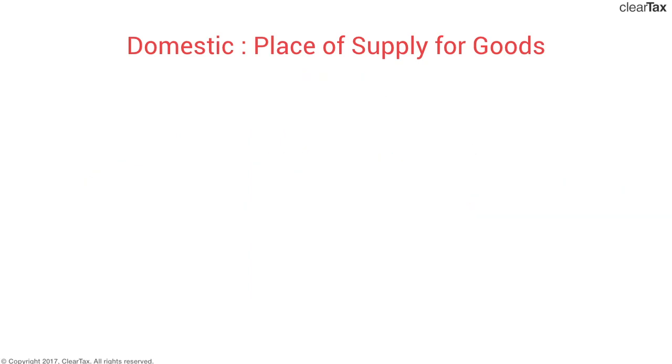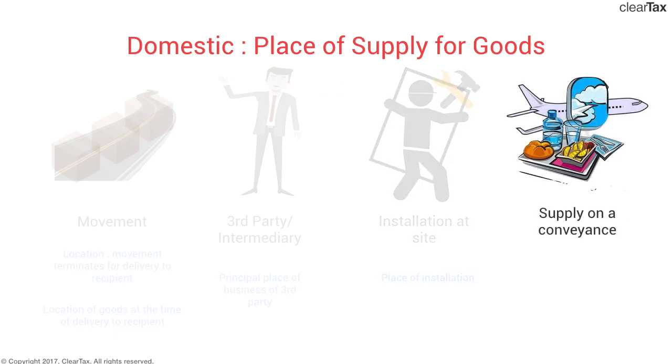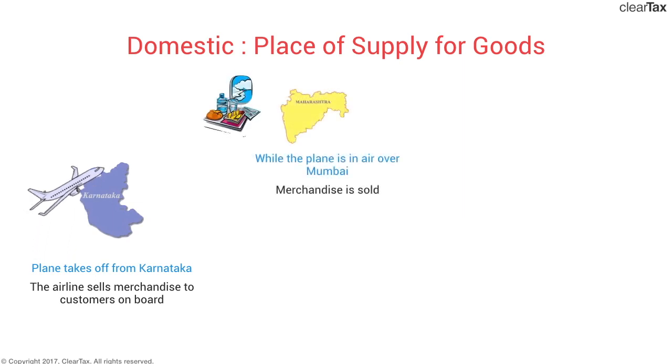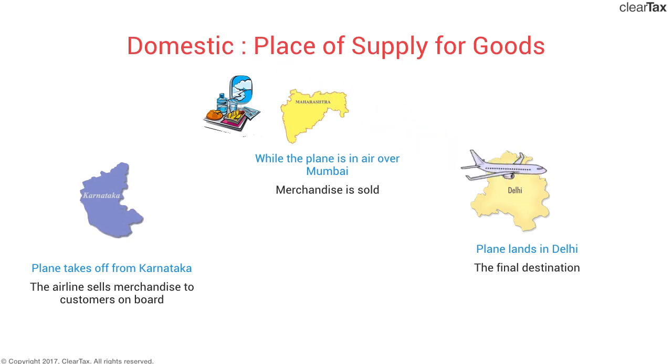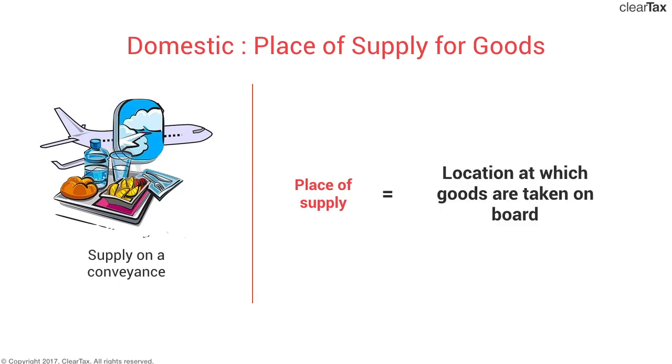And that takes us to the last scenario in domestic place of supply for goods, which is supply on board a conveyance. Now take a scenario where a plane takes off from Karnataka, and this airline sells certain merchandise to customers on board. While the plane is flying over Mumbai, a merchandise is sold. The plane's final destination, the landing place, is in Delhi. So, in this scenario, the place of supply of that merchandise which was sold would be the location at which the goods are taken on board.